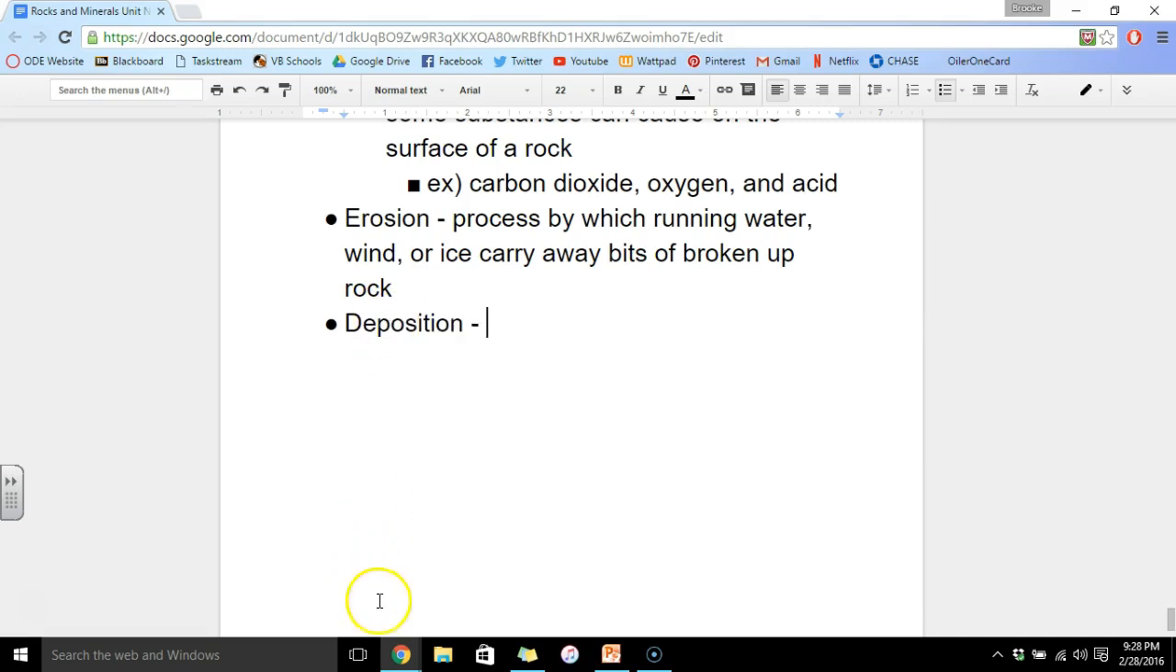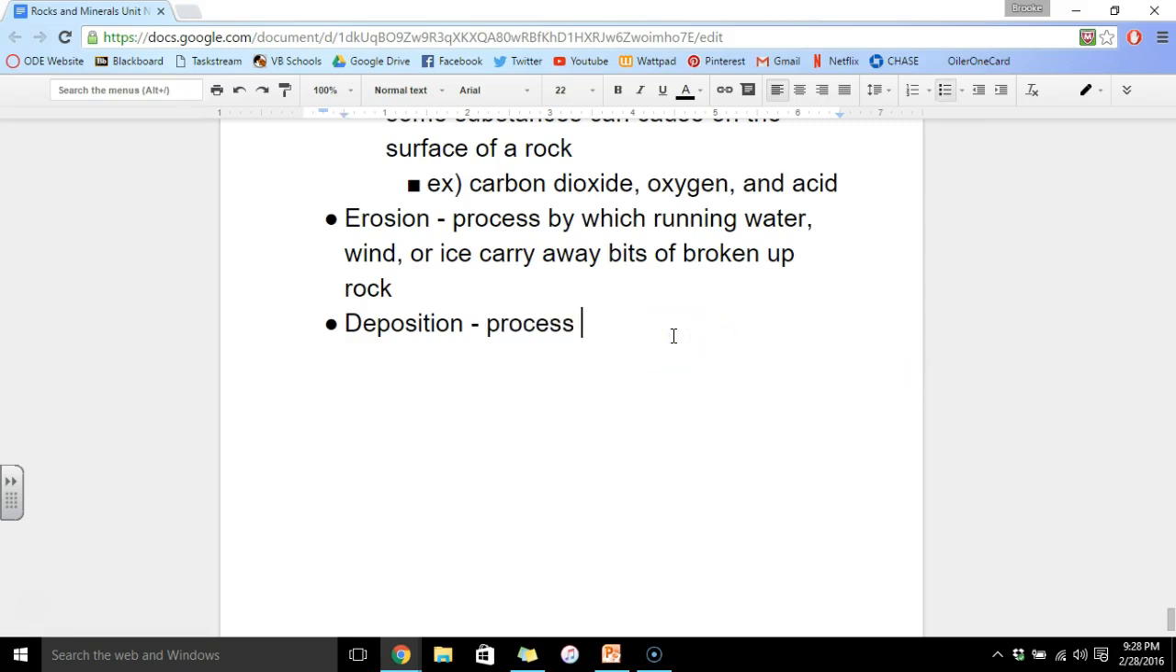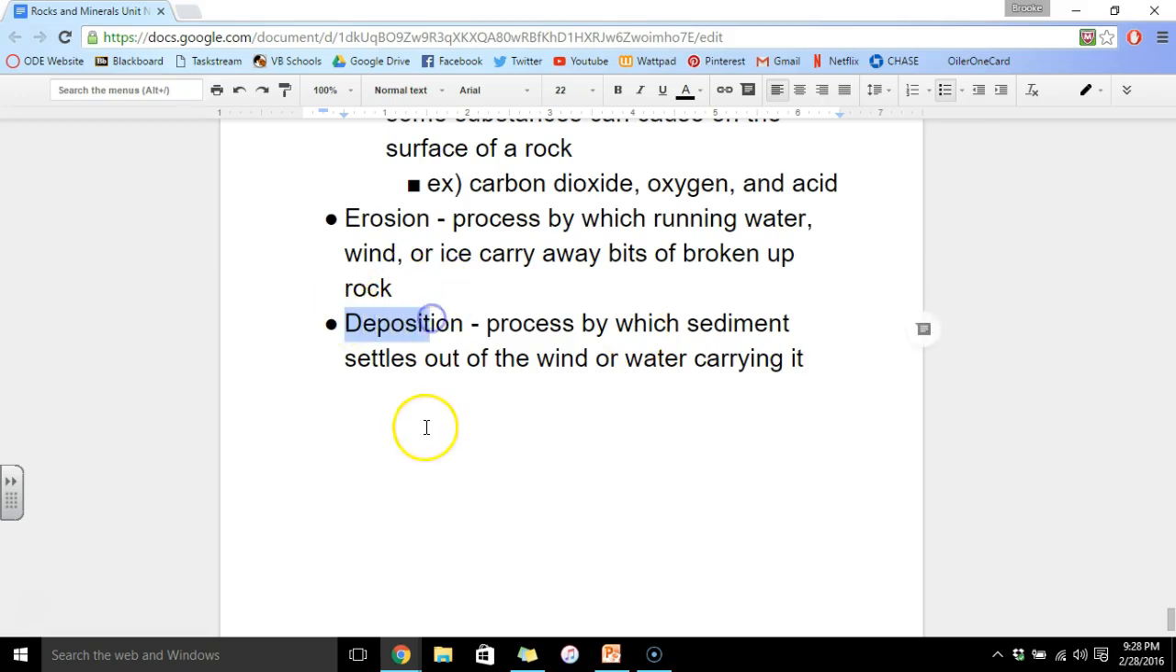Deposition is the process by which sediment settles out of the wind or water carrying it. So if you ever need a way to remember deposition, think of the word deposit, like you make a deposit in the bank, you drop off money in the bank, or you deposit something, you drop something off. It's the same idea as deposition is the process by which sediment drops out, when it leaves behind.